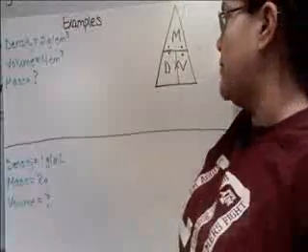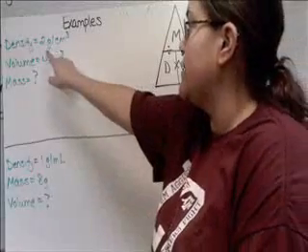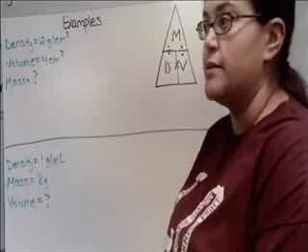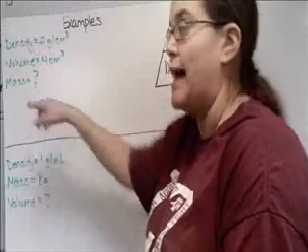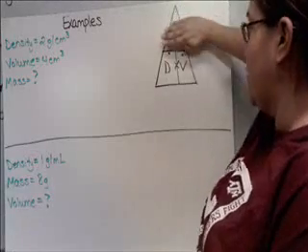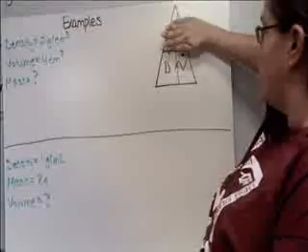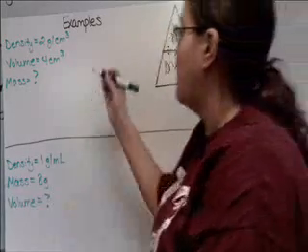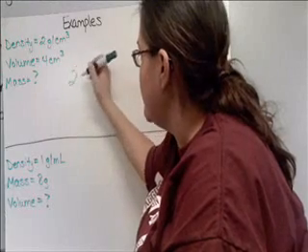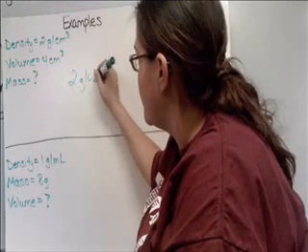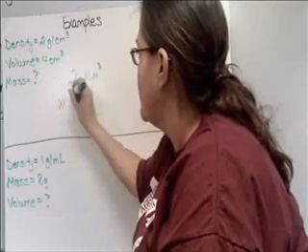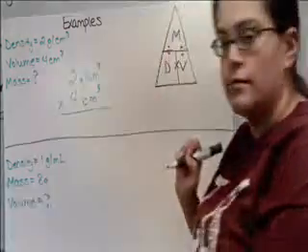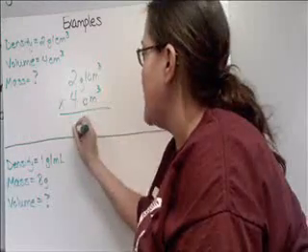Okay, so let's do 2 examples. For this one, the density is 2 grams per cubic centimeter, and our volume is 4 cubic centimeters. And we need to calculate the mass. So we're going to cover up mass, because that's what we're missing. Cover up mass, density times volume. So I'm going to take my density, which is 2 grams per cubic centimeter, times my volume, which is 4 cubic centimeters, and multiply, that's 8.